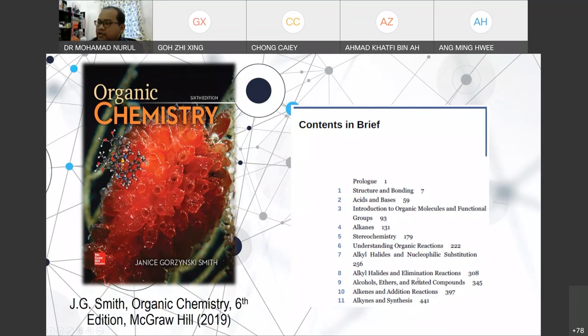Chapter number 8, alkyl halides and elimination reactions. Chapter 9, alcohols, ethers and related compounds. Chapter 10, alkenes and addition reactions. And lastly, alkynes and an introduction to synthesis. As I said, chapters 1 to 6 will cover more theory, and chapters 7 to 11 will cover more applications. So for 7 to 11, you have to remember all the reactions. For 1 to 6, you have to understand the chemistry deeply.